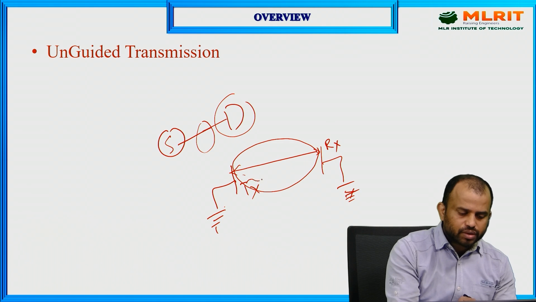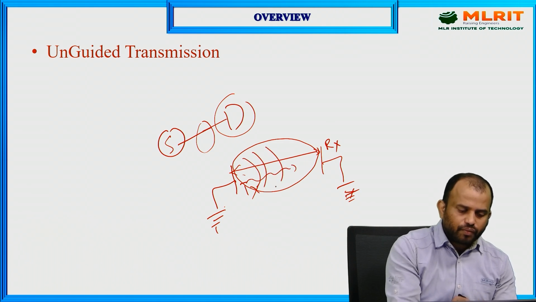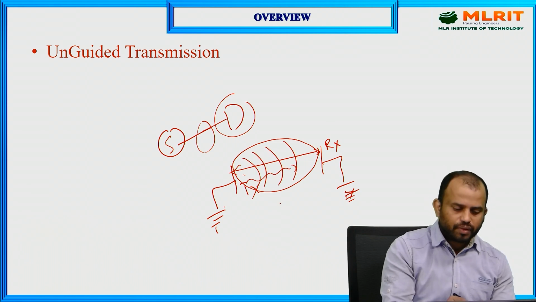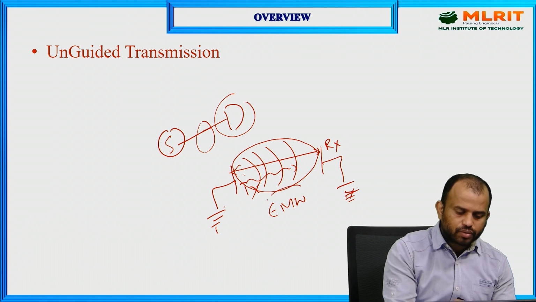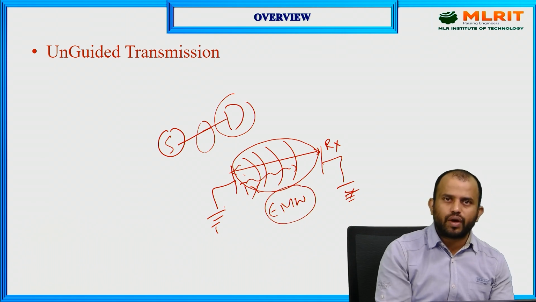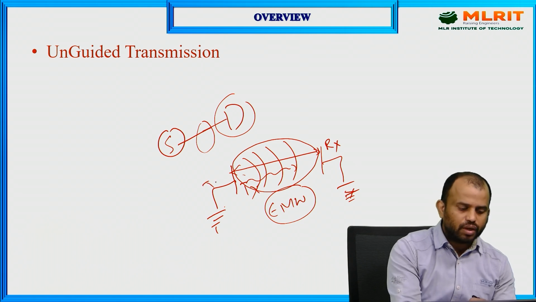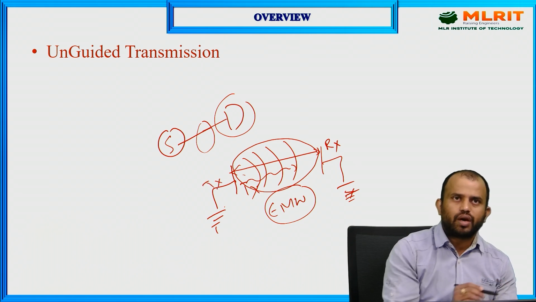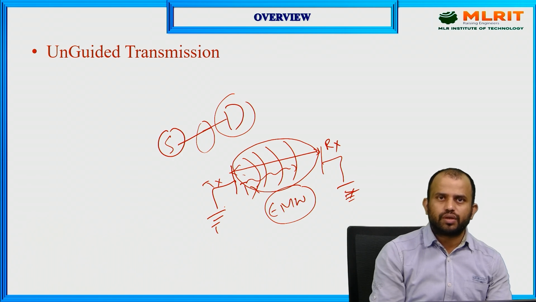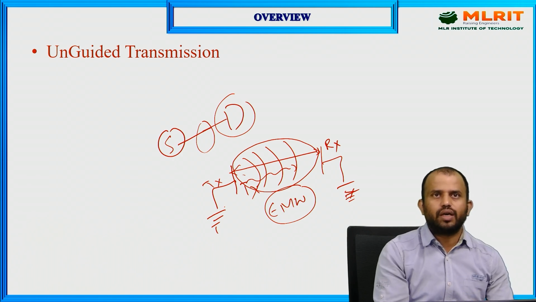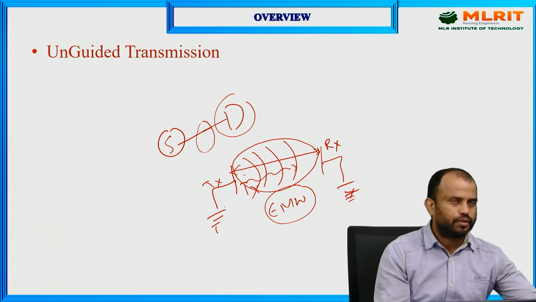Here the information is transmitted in the form of waves, in electromagnetic waves only. How the electromagnetic wave is transmitted in wireless communication, with information going from source to destination, transmitter to receiver, that we call unguided transmission. So in this session we are going to discuss unguided transmission media, which we also call wireless communication media.